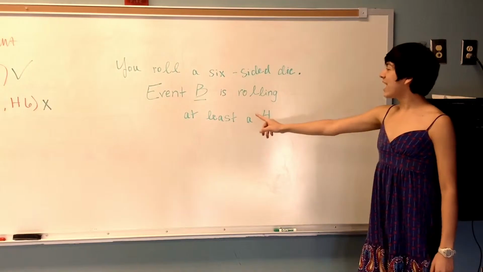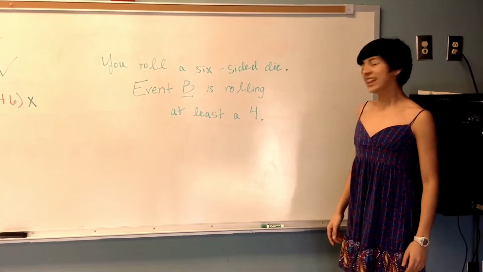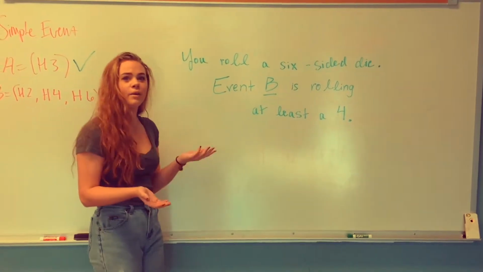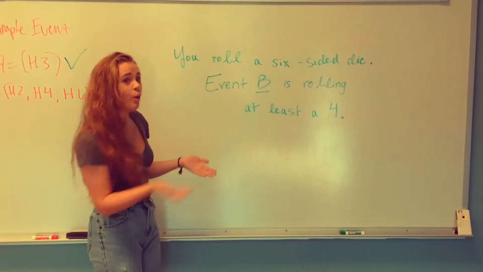You roll a 6-sided die. Event B is rolling at least a 4. Is this a simple event? No, it's not, Kyle, because the outcomes are getting 4, 5, or a 6. The event has 3 outcomes, making it not a simple event.